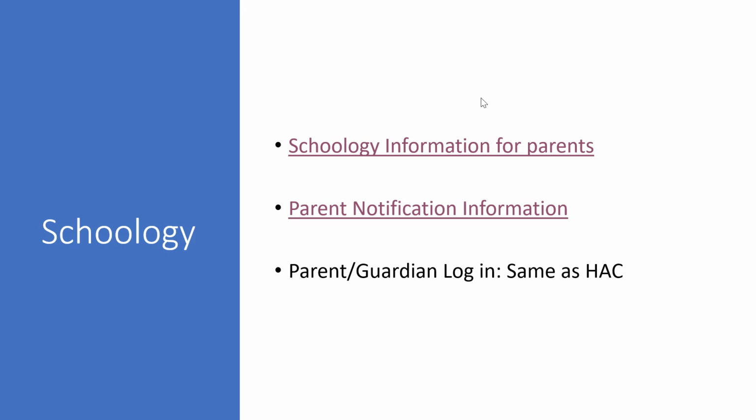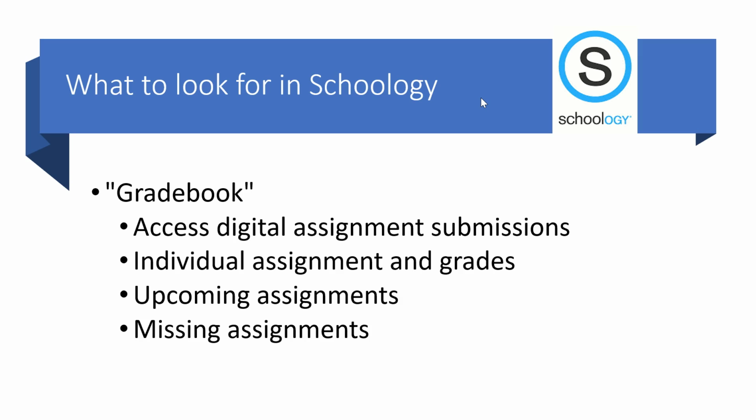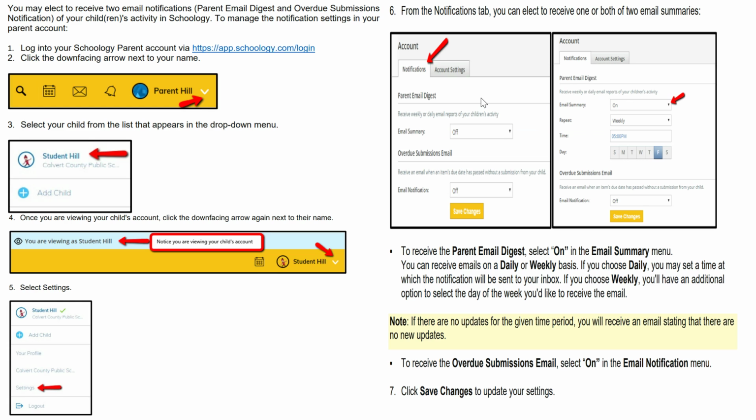There are many different districts in the country that use Schoology. Once you're in Schoology, what you want to do is go to that Gradebook tab. In that Gradebook tab, you'll be able to access digital assignment submissions. You'll be able to look at individual assignments and grades, as well as view upcoming and missing assignments that your child may have. You can also set up email notifications through Schoology. I'm going to walk you through how to do that, and then I'm going to rush through the next couple slides. But if you want to see the information about what you'll see in those emails, just pause the video as I go to those next slides.